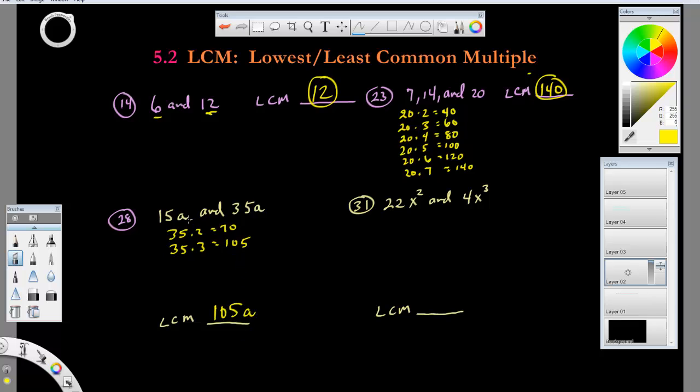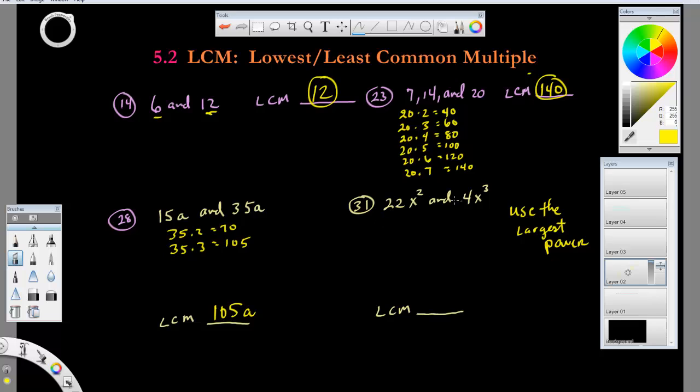So this is 105A, because if you just have an A here and an A here, you have to have an A in your answer because A goes into A. So that's how you treat that. If it has just the same letters, you put the letter there. If it has different variable terms like x to the second and x to the third, you take the bigger one. So I'll put a note here. Use the largest power. Okay? So otherwise we're just going to do this like normal.